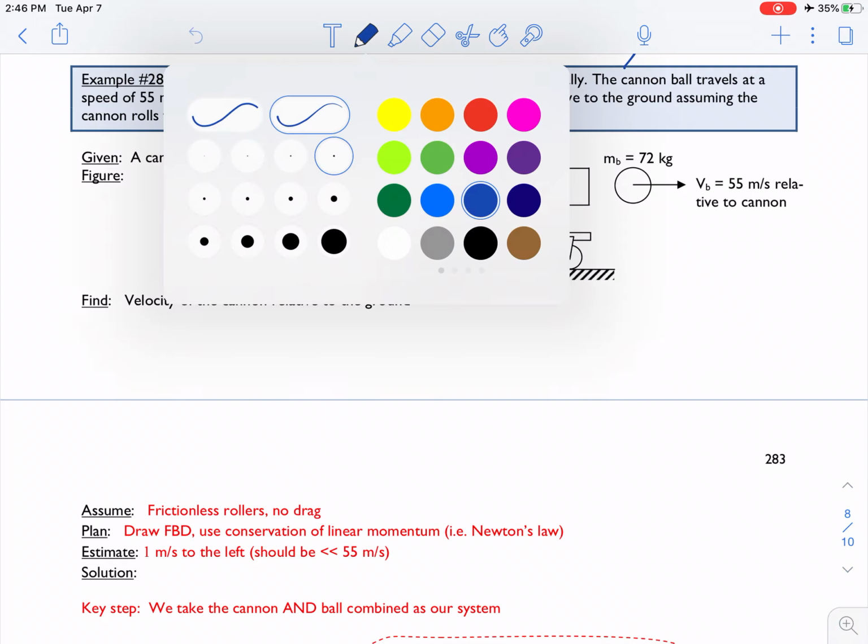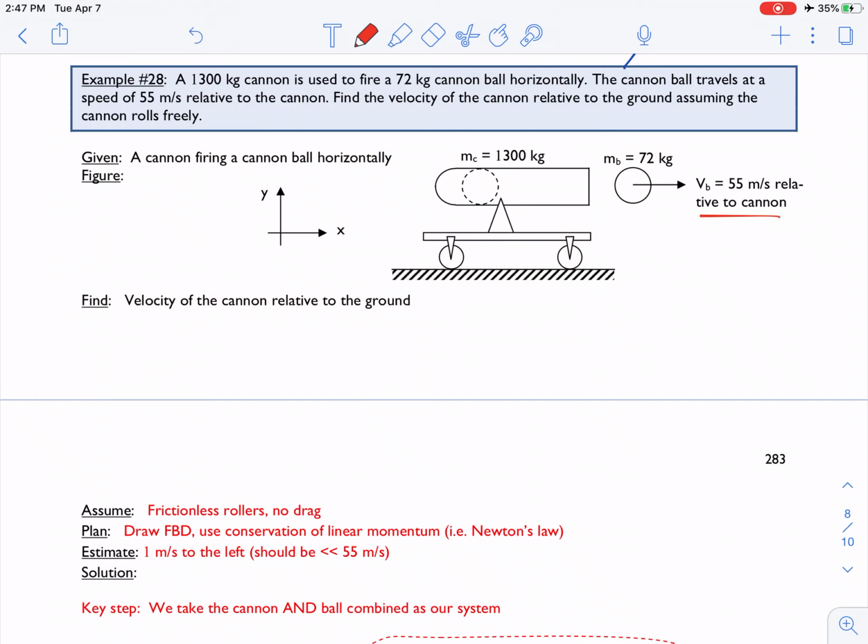So that's something that we need to be careful about. It's not relative to the ground. Okay, so it looks like we also have a relative velocity problem here. Find the velocity of the cannon relative to the ground, assuming the cannon rolls freely.